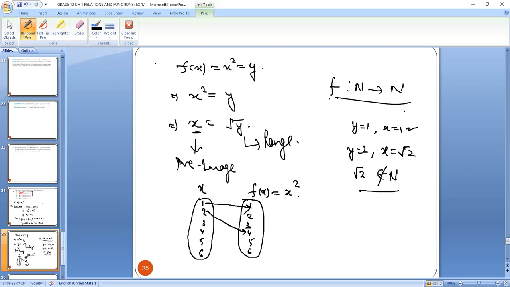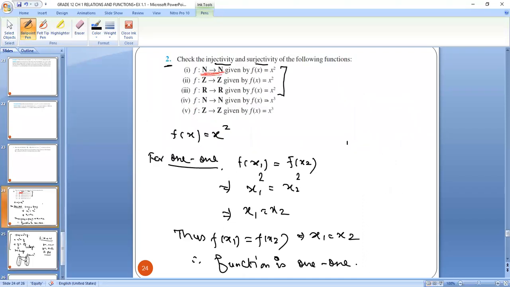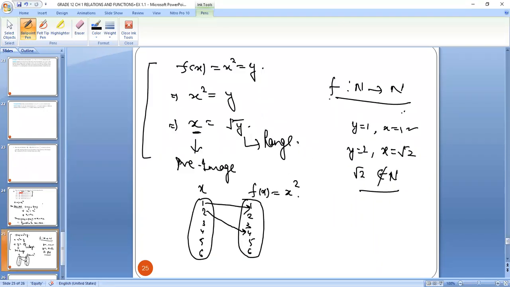So the steps to follow is you will be taking f of x is equals to x square is equals to y. Then you will write x in terms of y. Since for y is equals to 2, there x is equals to root 2 does not belong to natural numbers. That means there will be at least one element 2 which will be having no pre-image. Therefore, this function is not onto. Mapping from n natural numbers to n natural numbers is not onto.